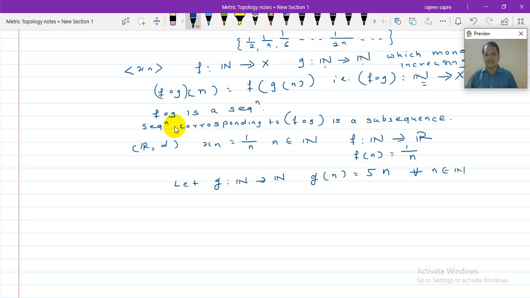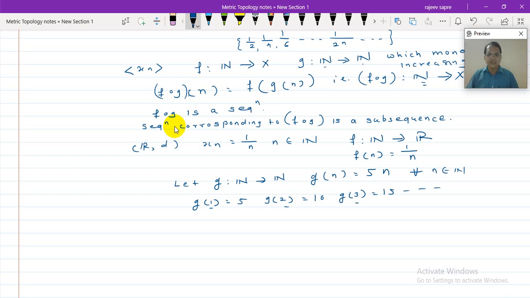You can easily see that this is a monotonically increasing function. g of 1 is 5, g of 2 is 10, g of 3 is 15, g of 4 is 20, etc. g of 1 means you are putting n equal to 1 in this definition, so it is 5. g of 2 is 10, g of 3 is 15, and so on. So when the terms are increasing, the functional values are also increasing. So this is a monotonically increasing function.